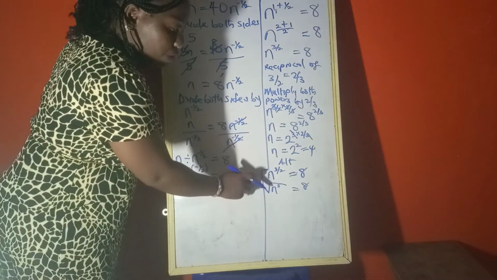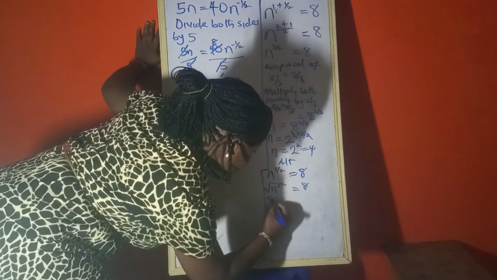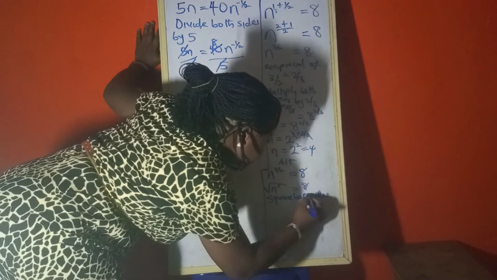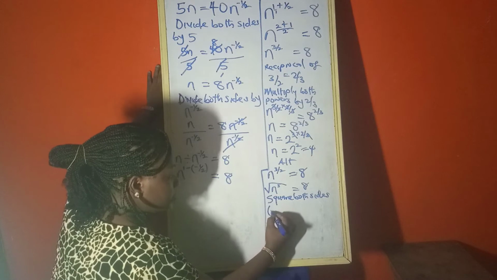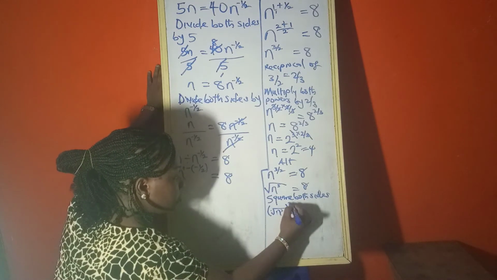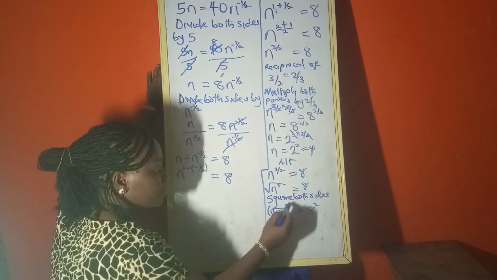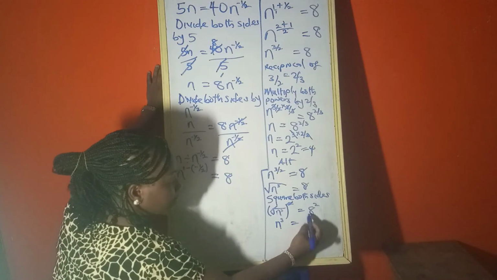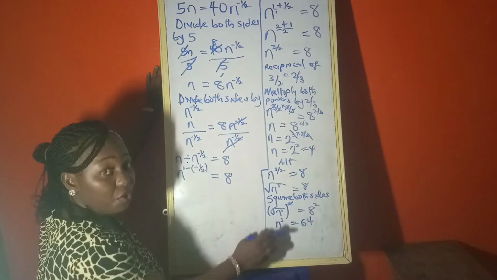So what I will do to get rid of the square root, is to square both sides. By squaring both sides, I have, so here the square root and the square cut out. I'm left with n cube equals to 8 raised to power 2 is 64. And so again I have n cube equals to 64.